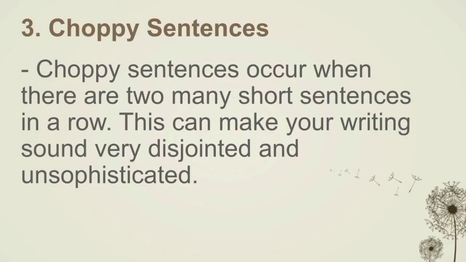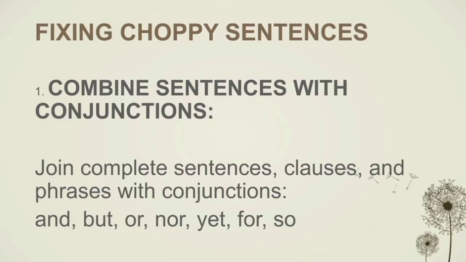Okay, next type of sentence error is choppy sentences. When we say choppy sentences, it occurs when there are too many short sentences in a row, and this can make your writing sound very disjointed or disconnected. Okay, so how are we going to fix these choppy sentences? So first is combine sentences with conjunction. As what I've said a while ago, we can use conjunction, example yung FANBOYS. So, titignan lang natin yung sentence kung ano ba yung dapat na idugtong dun sa bawat independent clause.